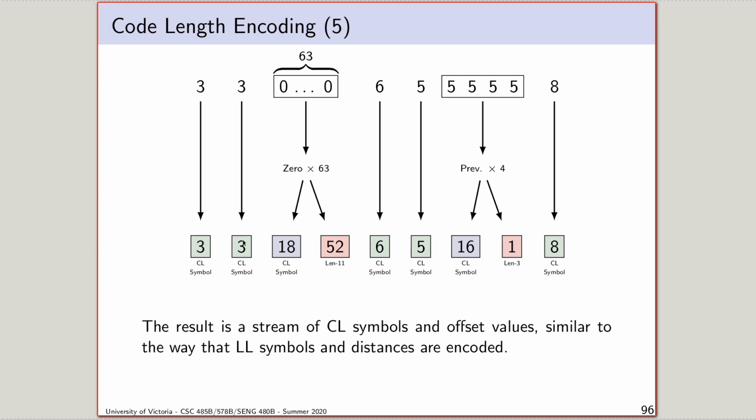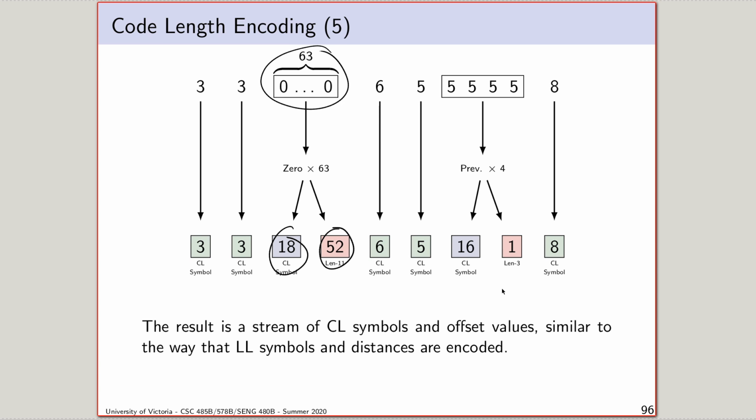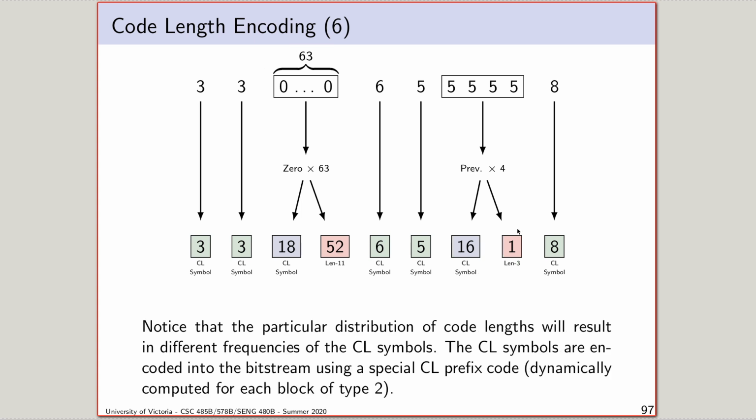I encode this run of 63 consecutive zeros as symbol 18, followed by this value x, 52, which is the length of the run minus 11. Notice that that's what this says here. If I want to encode something of length 63, I encode x to be equal to 52. And then I encode my length 6, then my length 5, and then I see 4 more 5s. And I actually have the choice to just encode those literally, just like anything else, but I could also use symbol 16, and then the run has length 4, so I take length minus 3, and I store that as my offset.